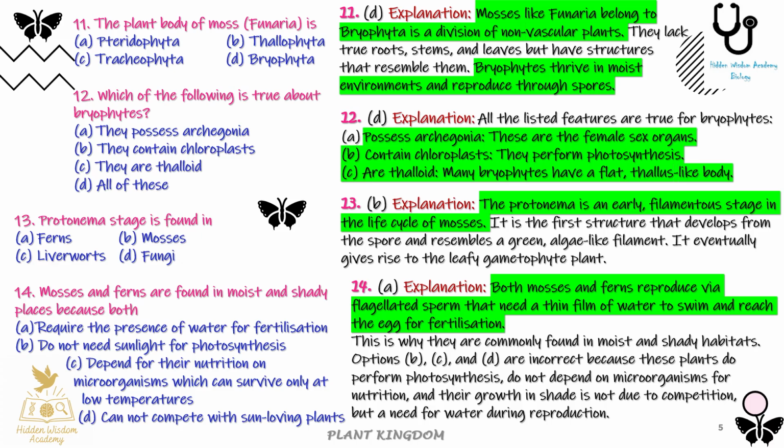Explanation: both mosses and ferns reproduce via flagellated sperm that need a thin film of water to swim and reach the egg for fertilization. This is why they are commonly found in moist and shady habitats. Options B, C, and D are incorrect because these plants do perform photosynthesis, do not depend on microorganisms for nutrition, and their growth in shade is not due to competition, but a need for water during reproduction. So, option A is the correct answer.